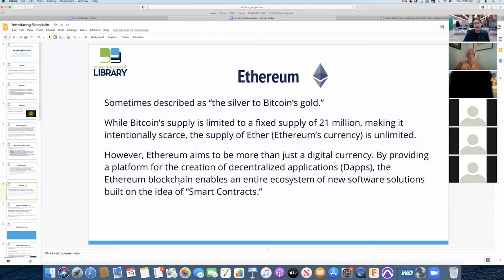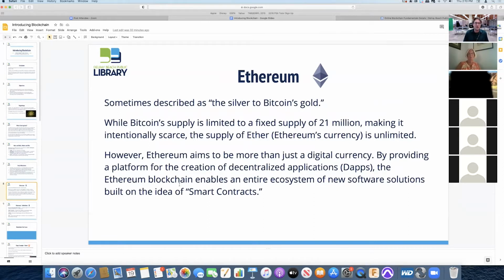So Ethereum, sometimes described as the silver to Bitcoin's gold. It's the second largest blockchain in use currently. Well, key differences between it and Bitcoin. While Bitcoin's supply is limited to a fixed supply of 21 million, making it intentionally scarce, the supply of Ether, Ethereum's currency, is unlimited.